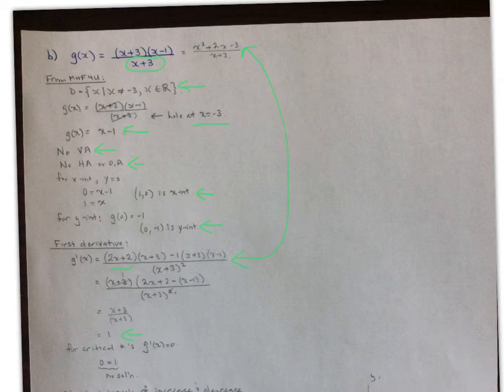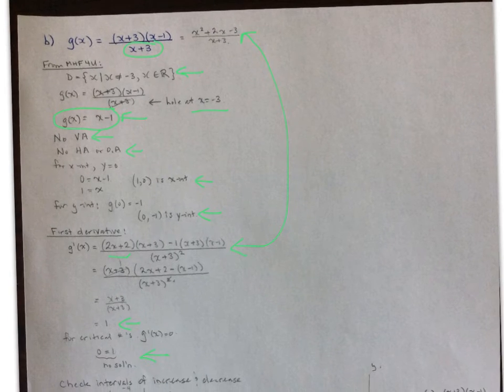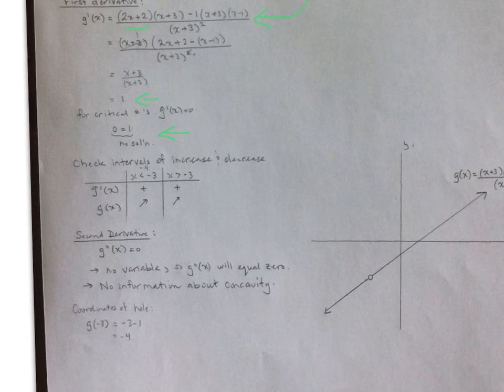times the bottom minus the derivative of the bottom times the top all over the bottom squared. That actually results in the very same derivative as taking the derivative of the simplified function here. Now for critical numbers, I'm going to set that derivative g prime of x equal to 0, and again I get 0 equals 1, which has no solution, just like I had in the last example there.